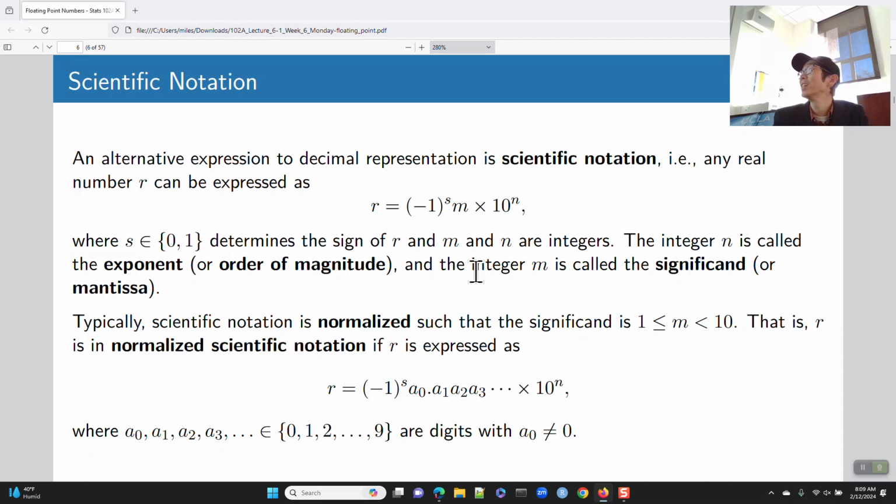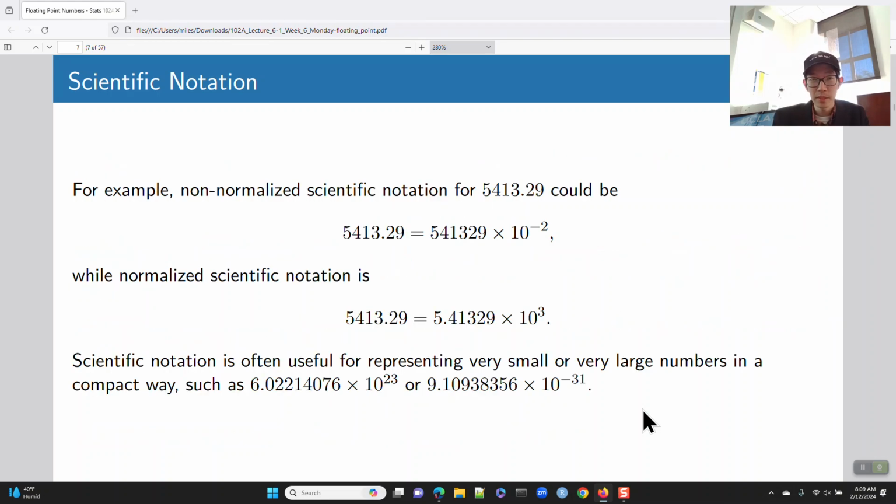This is just trying to explain what scientific notation is all about. All of these things are equivalent to each other. So normally we would write 5,413.21. You could write 541,321 times 10 to the minus 2. This is weird, but it's not wrong, okay?